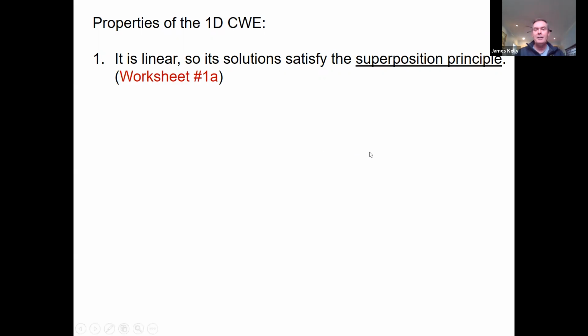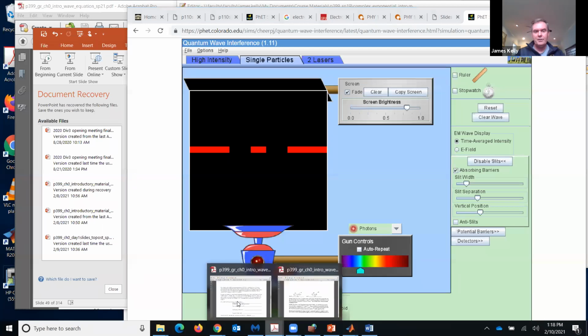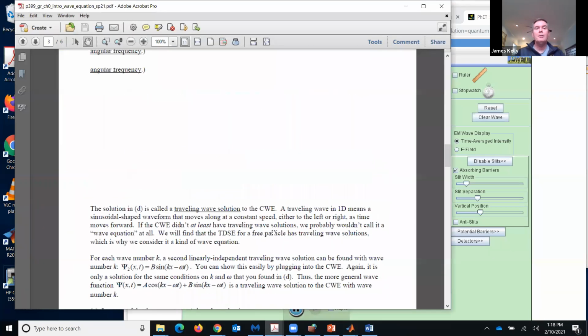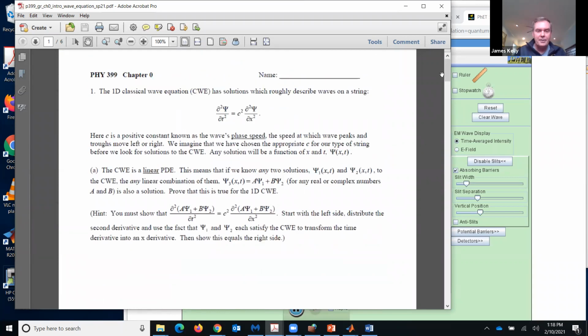Let me end my show here and now bring up the first of the worksheet problems. Let's go all the way to the top. This is the worksheet that, now that we're doing this remotely, I really wish I would have handed out, at least in class.